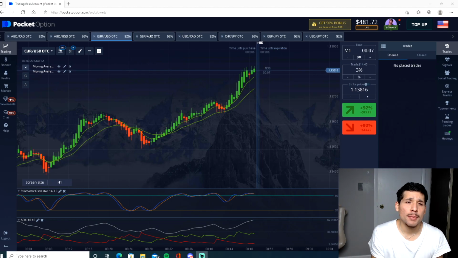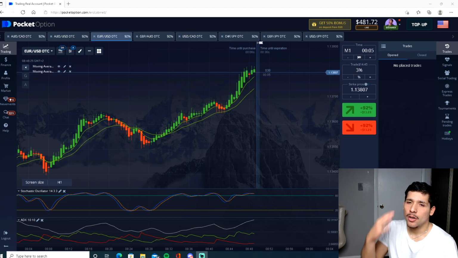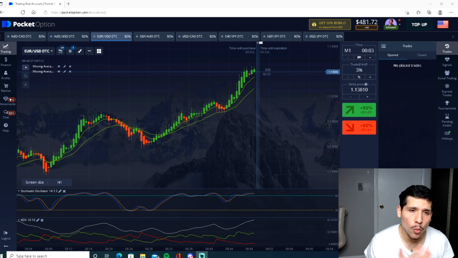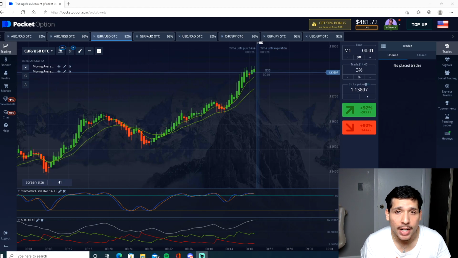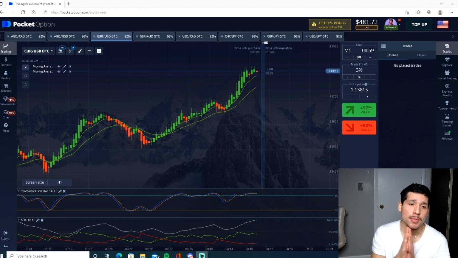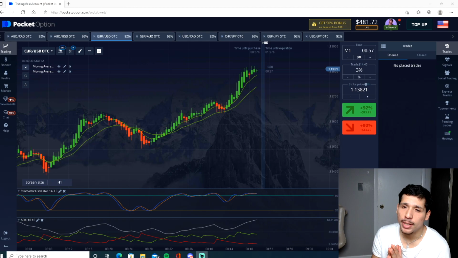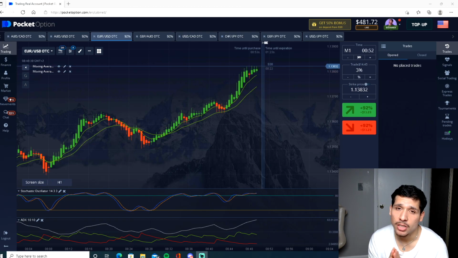Okay guys, today we're going to be talking about entries. That's what a lot of people struggle with: when do I enter in a trade? Well, I have this specific strategy for entry points so you guys can win the majority of your trades. Remember guys, you're not going to win every trade, but winning the majority of your trades means you are going to see profit over time.